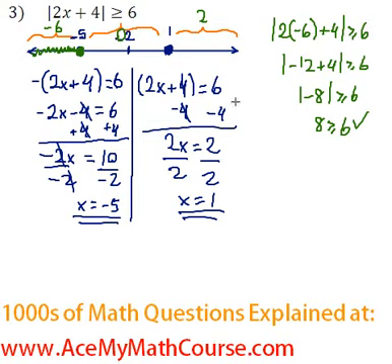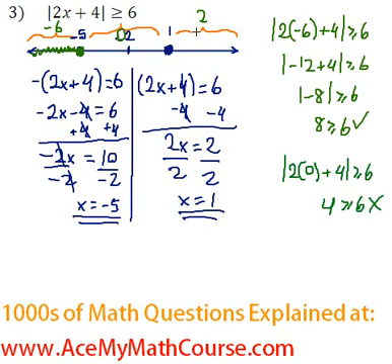Alright, so let's plug in a 0. 2 times 0 plus 4. Is that greater than 6? 2 times 0 is 0. Plus 4, 4. The absolute value of 4 is 4. That is incorrect. 4 is not greater than 6. So this area is not part of the solution.